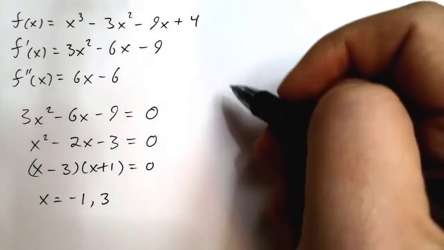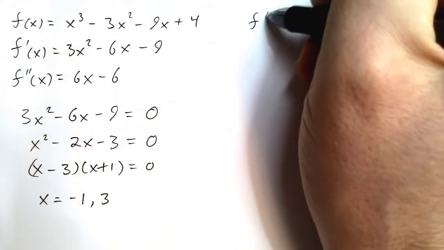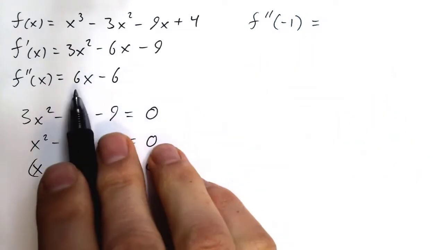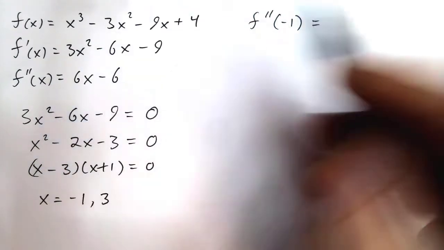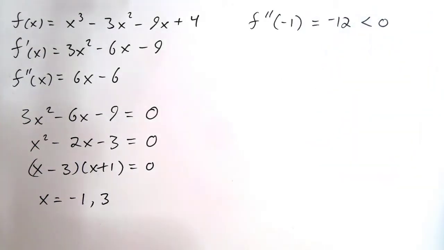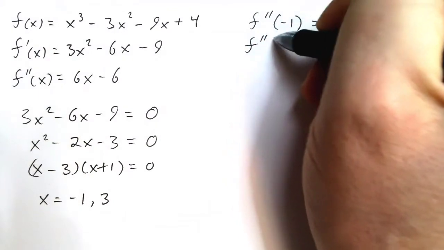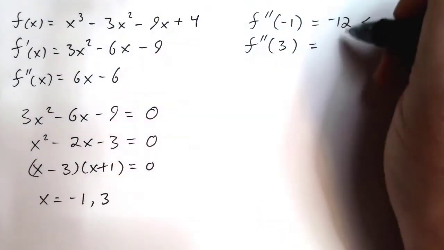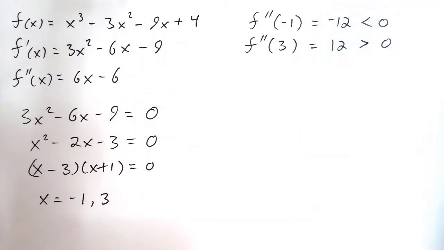All right, so let's go ahead and do that. F double prime at -1. What is that? Well, if I plug this in here, I get -6 minus 6. It's -12. That is negative. And let's plug 3 in. F double prime of 3 is 18 minus 6. That's positive 12. And that is positive. And that's all the information we need.